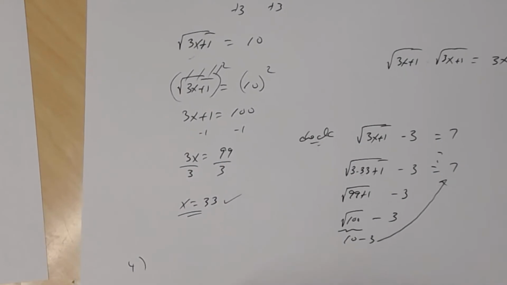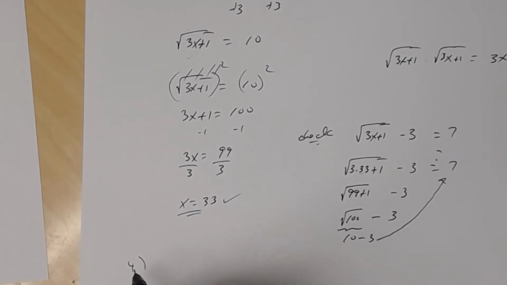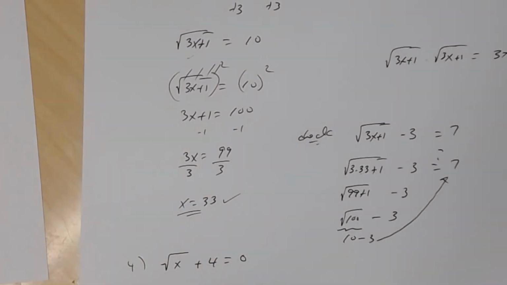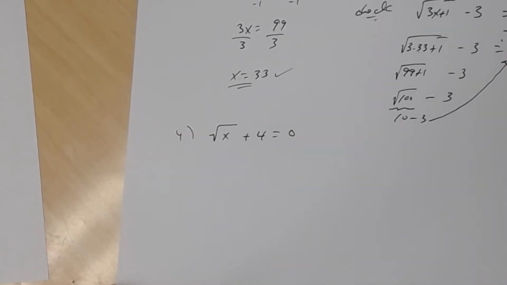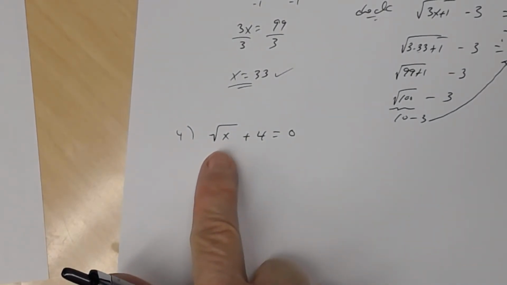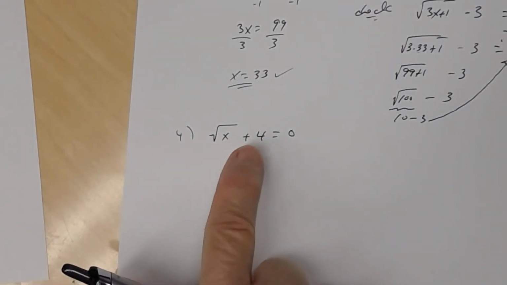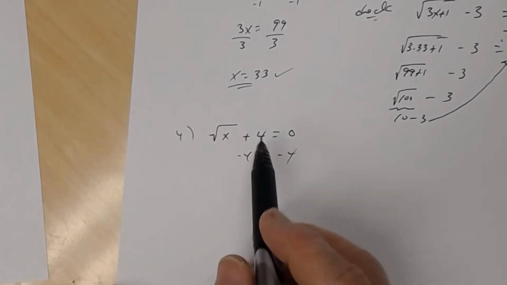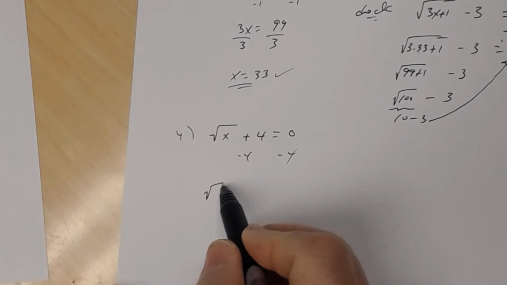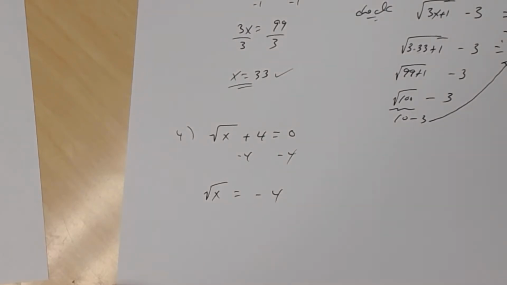Number 4, you have the square root of x plus 4 is equal to 0. All right, now let's look at this particular one. The same idea, you're going to get the radical expression by itself. So I need to subtract 4 from both sides. And so when I combine like terms, I get the square root of x is equal to negative 4.